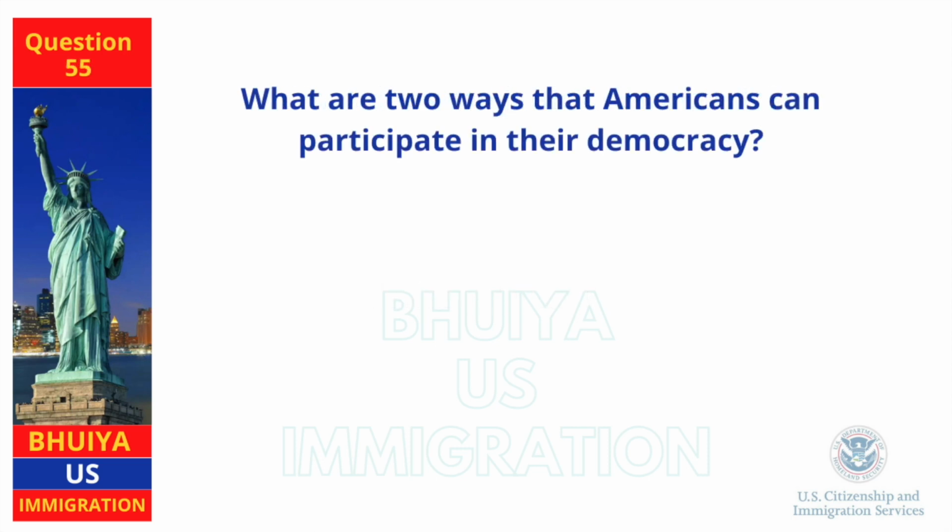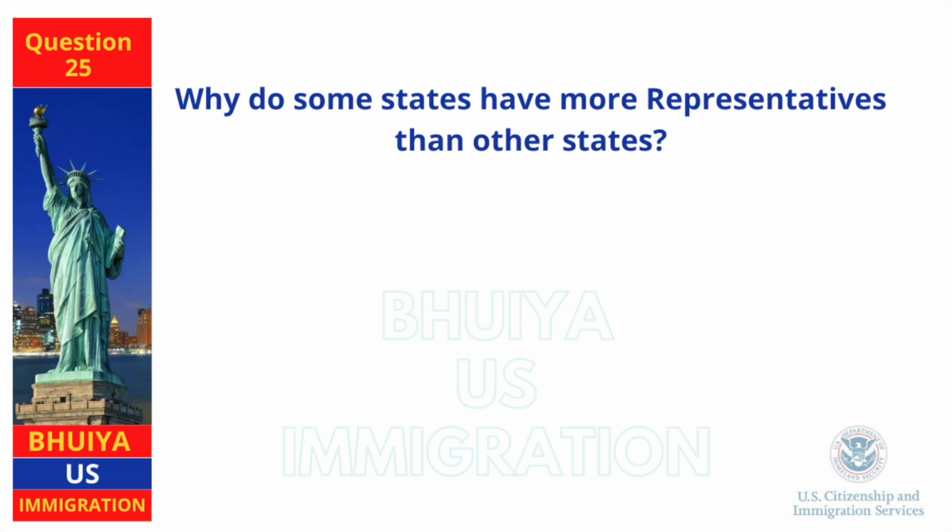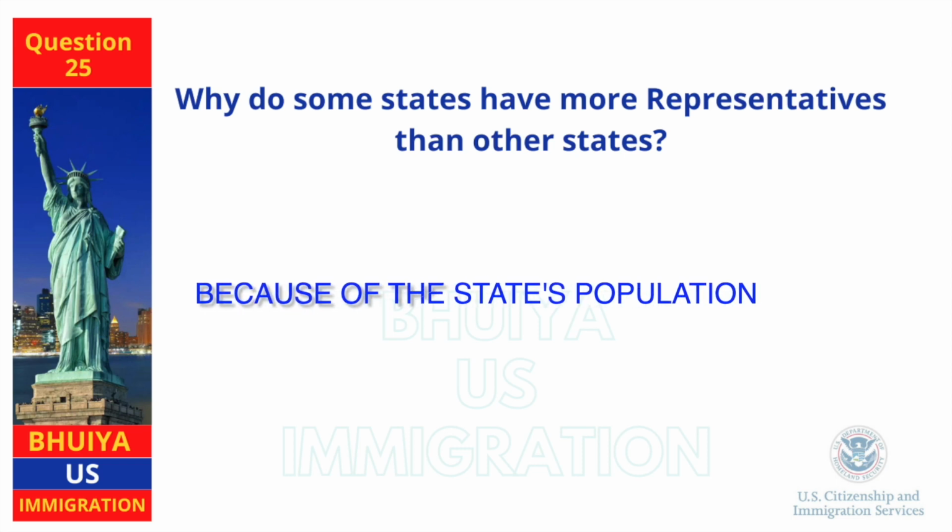What are two ways that Americans can participate in their democracy? Vote, join a political party. Why do some states have more representatives than other states? Because of the state's population.